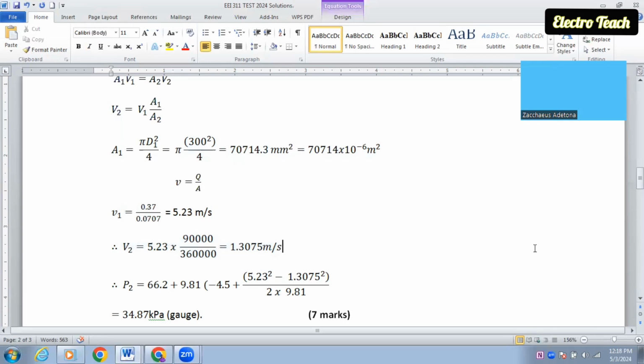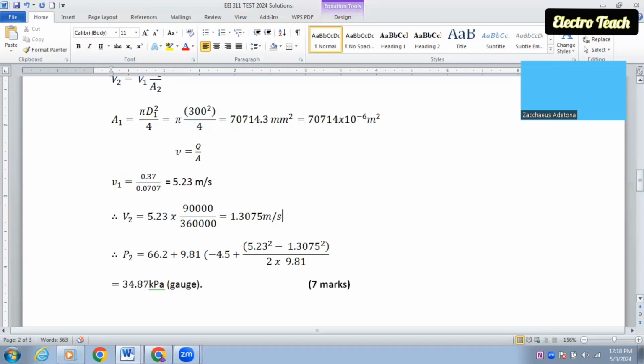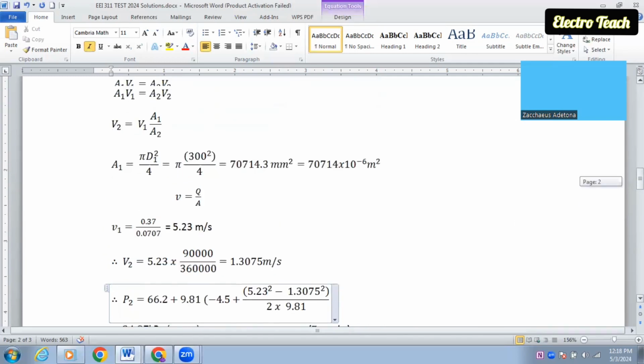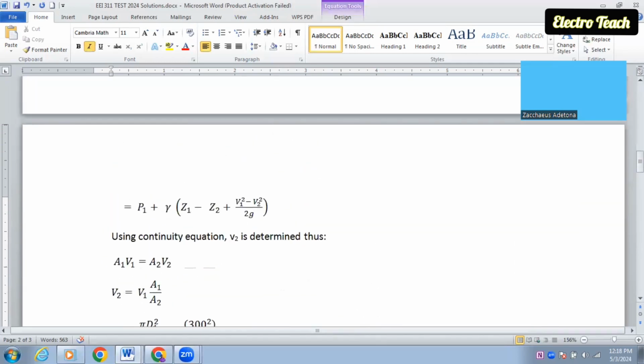Now we can go back to the Bernoulli's equation and substitute the values. So therefore, P2 equals 66.2 plus 9.81, bracket open, and then Z1 minus Z2, as we have it on the screen here.